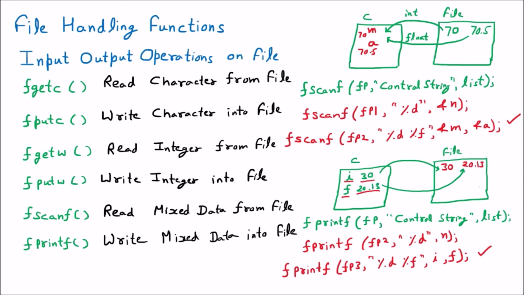So these are the file handling functions which are majorly for input and output operations: fgetc and fputc for the character, then fgetw and fputw for the integer, then fscanf and fprintf for the mixed input and output. Now we are going to discuss the random access functions, with the help of which we are going to randomly access the file.